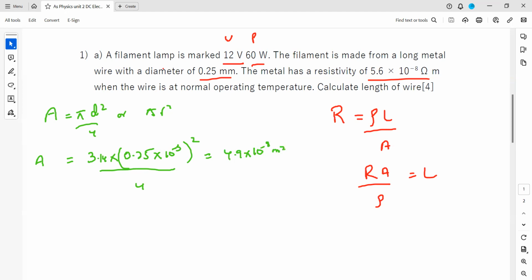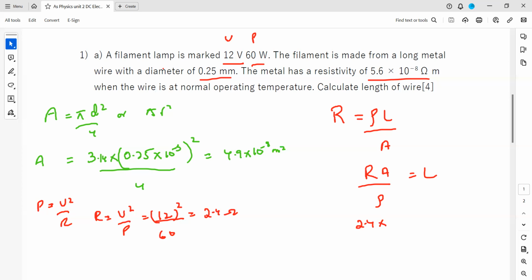Then how to work out the resistance? As we have in the question, we have the voltage and the power. So the formula is P equals V square divided by R. So if we need the resistance, it will be V square divided by P. The voltage is 12, so 12 square divided by the power, which is 60. That will give us 2.40. So we have the resistance now, which is 2.4.